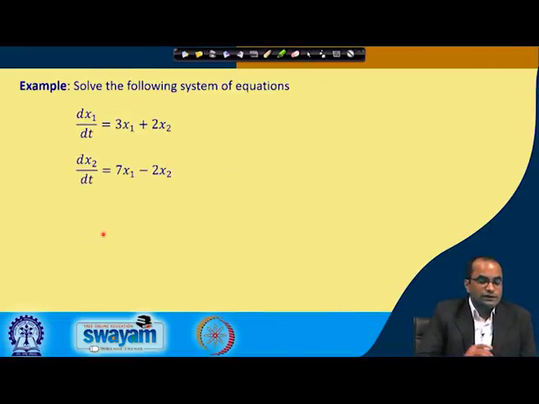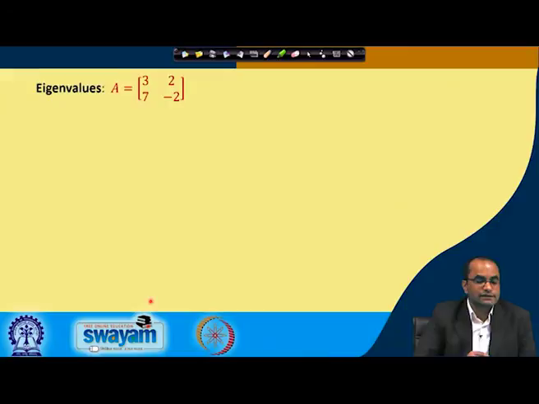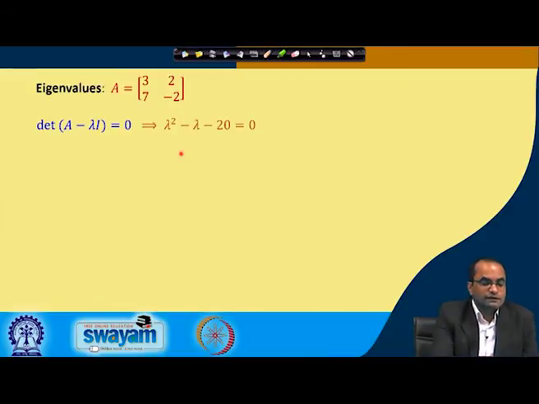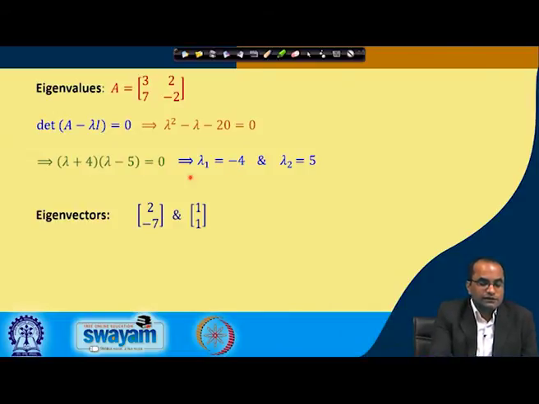So, just to demonstrate this, we have taken a simple example here. We can rewrite it in the system form: dx1/dt, dx2/dt, in this vector form with the coefficient matrix 3, 2, 7 and -2, and x1, x2. So, we have to just compute the eigenvalues and eigenvectors of this matrix. When we write down the characteristic polynomial, we get -4 and 5 as the eigenvalues, and the corresponding eigenvectors are (2, -7) and (1, 1). So, (1, 1) corresponds to 5 and -4 corresponds to (2, -7).